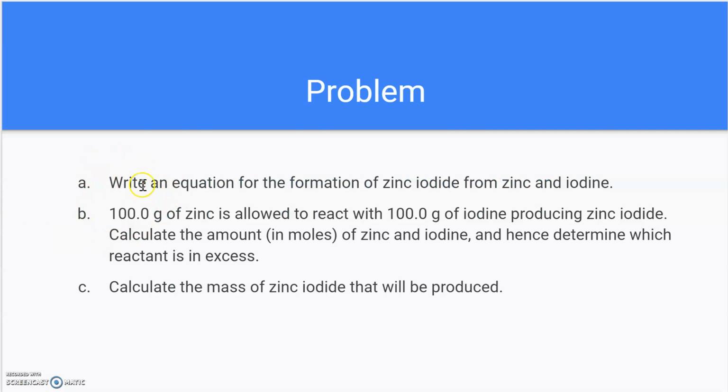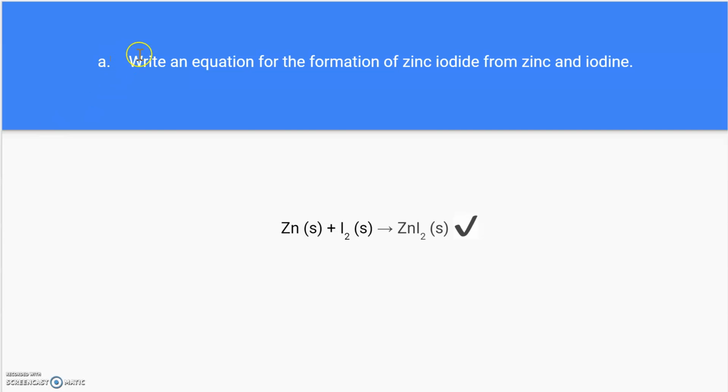Part A asks us to write an equation for the formation of zinc iodide from zinc and iodine. Part B asks us to calculate the amount in moles of each of the reactants given the data, and hence determining which reactant is in excess. And part C asks us to calculate the mass of zinc iodide that will be produced once the reaction is finished. So part A asks to write an equation for the formation of zinc iodide from zinc and iodine.